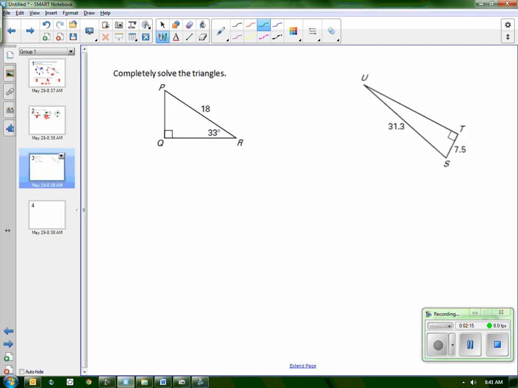The last problem's on the first page. I'm going to use some trig to completely solve. Actually, I can figure this one out in my head. This is going to be 57 degrees because these have to add up to 180. I'm going to call this guy x and this guy y. It doesn't really matter which one is which.